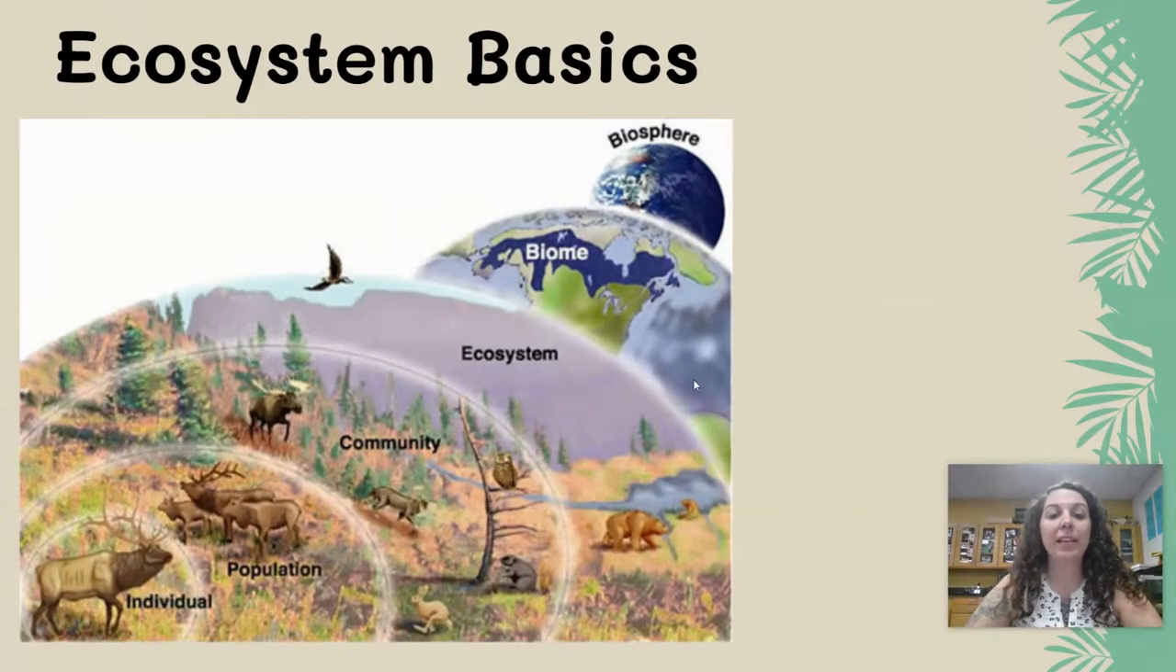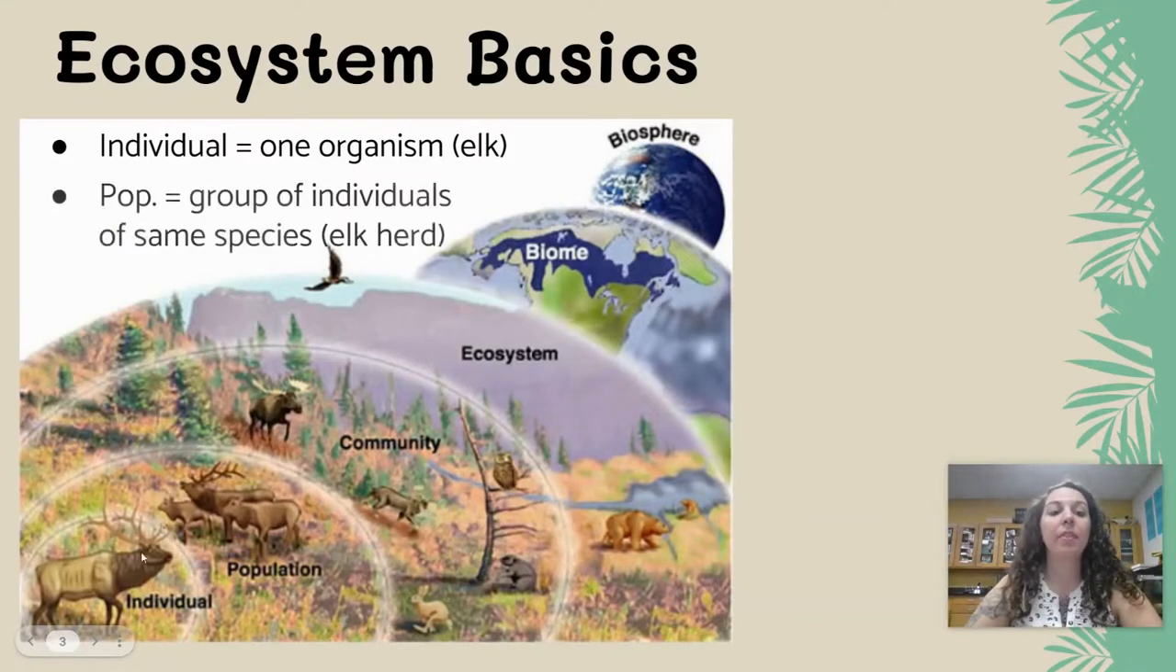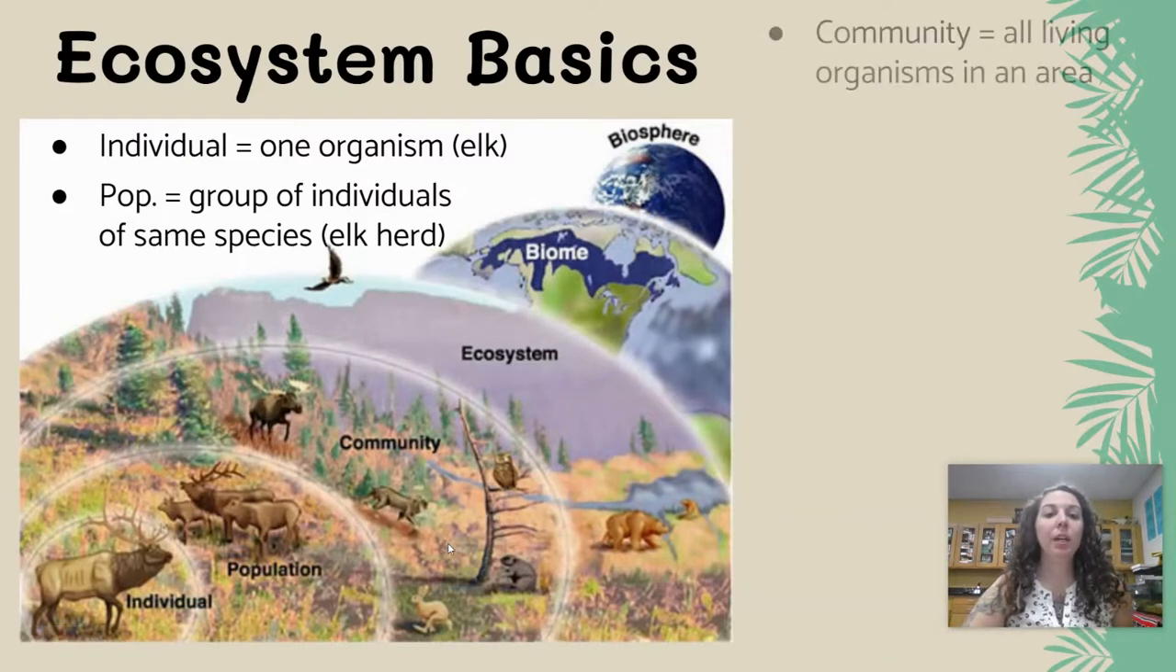So when we look at ecosystems, they're split into these little categories to make them easier to study. So our smallest category is going to be an individual. So that would be one organism. In this example, it's an elk. Then we have a population, which is a group of individuals of the same species. So multiple elk in this example. Next is a community, which is all the living organisms in an area, including plants, okay? So the plants and the animals that live in the area.